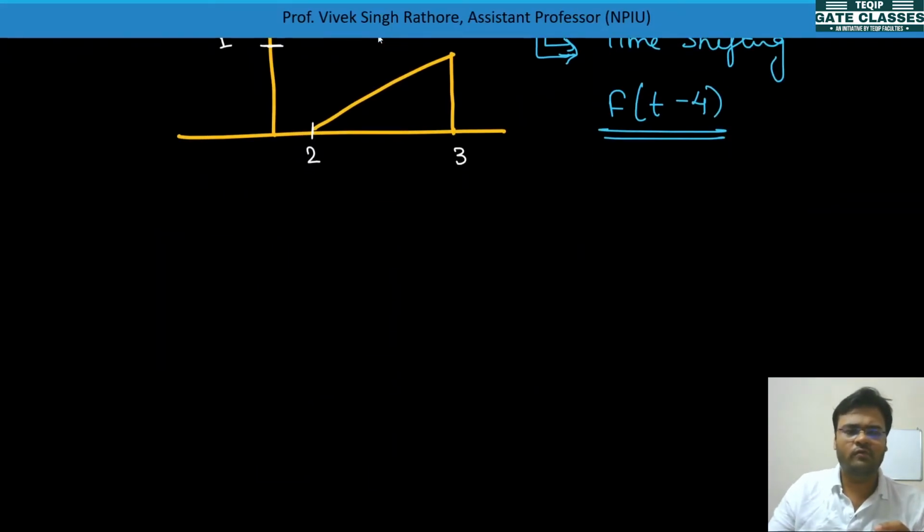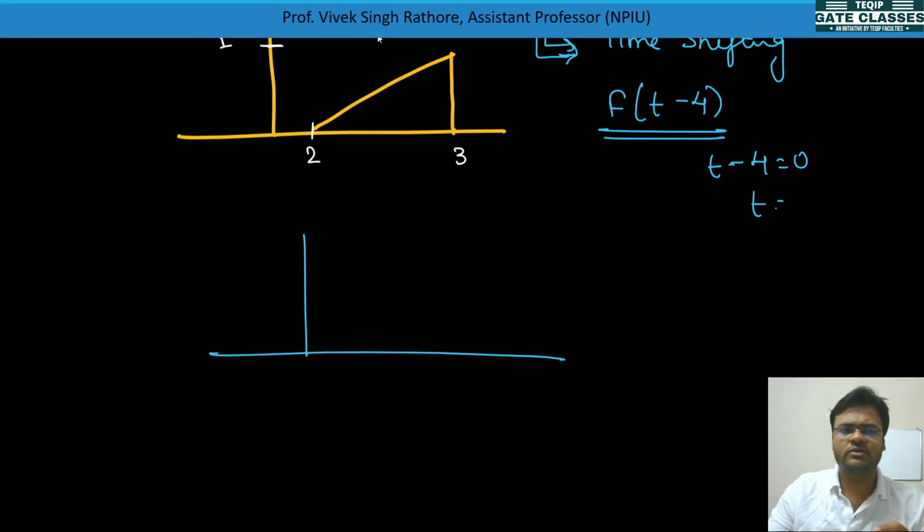I have told you while time shifting that if t-4 is there, you need to equate t-4 to 0, so t is equal to plus 4. You just need to add whatever value is there. So 3 plus 4 and 2 plus 4. Like I have plotted this value, the new values will be 6 to 7 and the magnitude will remain the same.